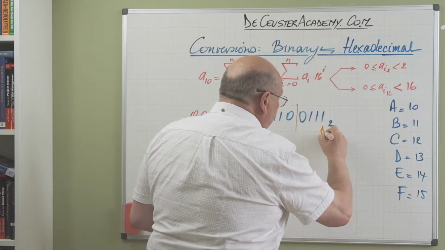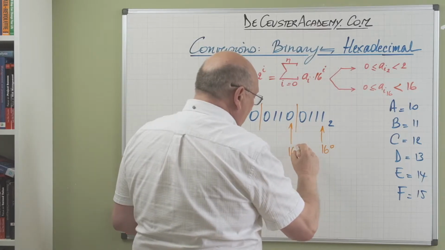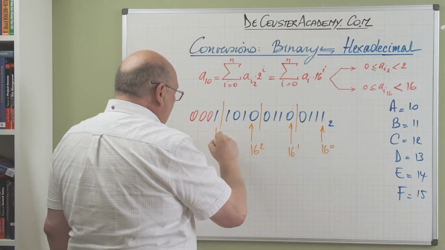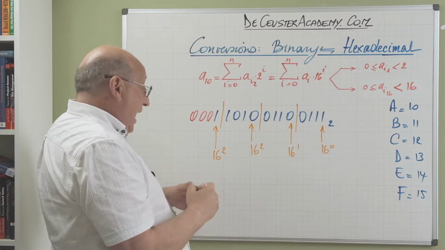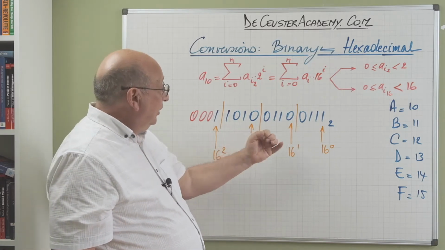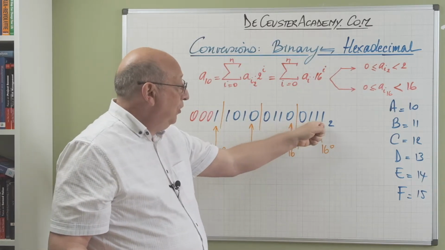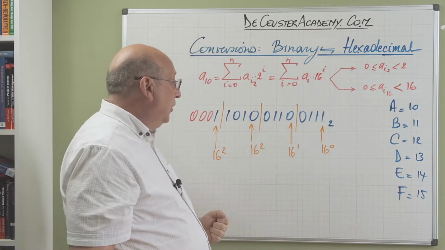Now what we have to do is identify the powers. So here we have 16 to the power 0. Here we have 16 to the power 1. We have 16 to the power 2. And here we have 16 to the power 3. And like we did with the octal numbers, we are going to calculate the value of the coefficient by transforming this binary number into a decimal number.